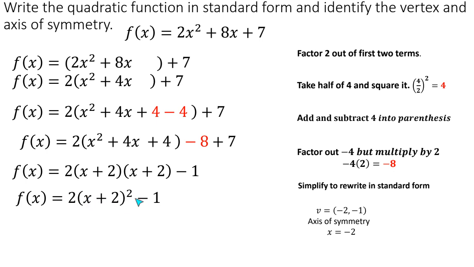Now from here, we can take the vertex. The vertex is going to be the opposite of what we see in the parentheses, so -2, and then our k, which is -1. And then the axis of symmetry is always going to be the x-coordinate of the vertex, in this case -2.